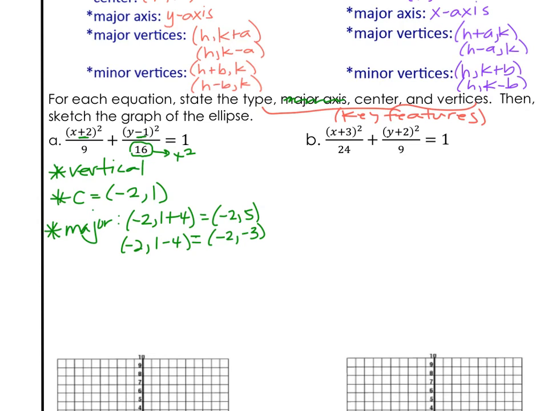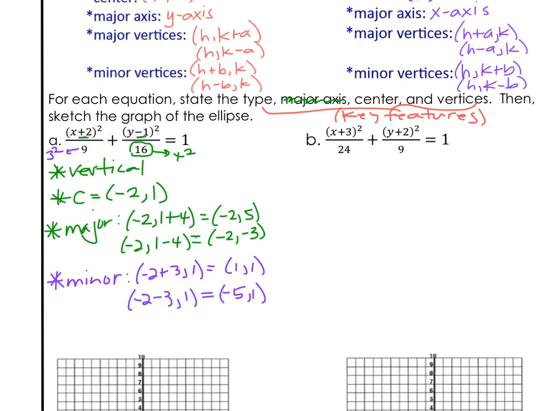To get the minor vertices, we use the number underneath the x. That's 9, which is the same as 3 squared. We'll count 3 to the right and 3 to the left from our new translated center. If we do negative 2 plus 3, that would be positive 1, making one of our minor vertices 1, 1. And if we count 3 to the left, whoa, I just wrote that wrong. Hang on. From our new translated center, count 3 to the left, and that would put us at negative 5, 1. We have our center and our 4 vertices.